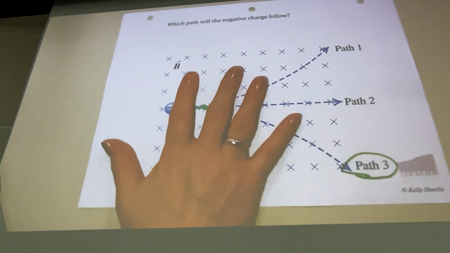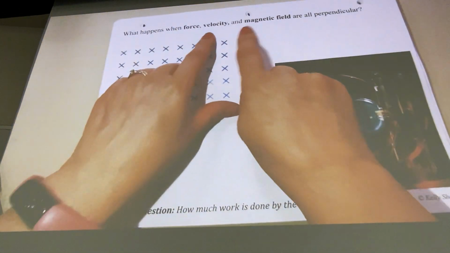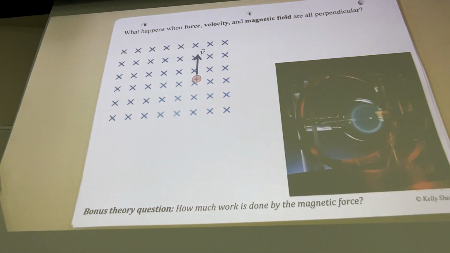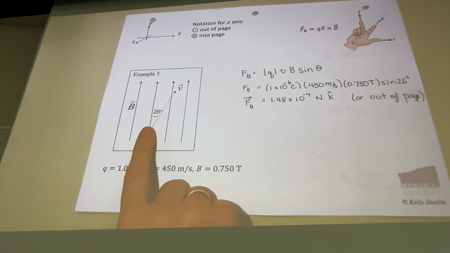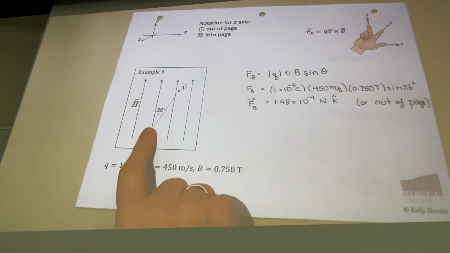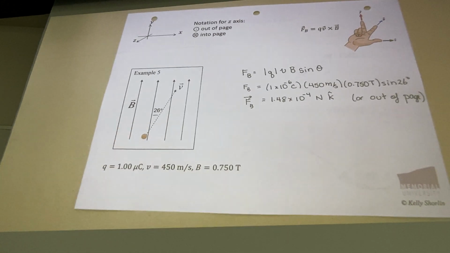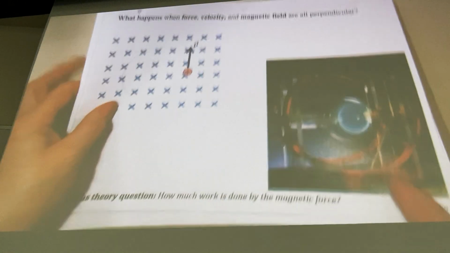So we've got that general direction stuff done. So let's look at a special case. What if we had all 3 vectors being perpendicular? In this example, back here, V and B weren't exactly perpendicular. They were in the same plane, but not perpendicular. But what if they are perpendicular? What happens then?